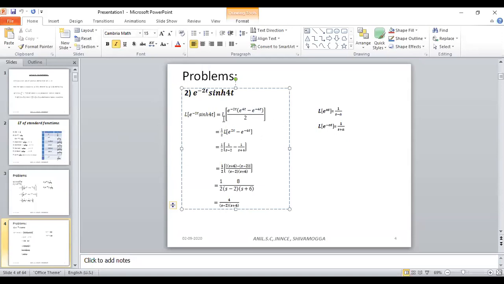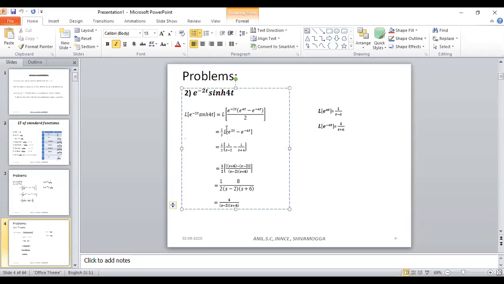Next, Laplace transform of, you keep this 1 by 2 outside, 1 by 2 is constant. It is independent of t. Keep it outside. E power minus 2t into e power 4t is e power 2t. Bases are same. In such cases, we add powers. Minus 2t plus 4t will be 2t, e power 2t. Minus e power minus 2t into e power minus 4t is e power minus 6t. Minus 2t minus 4t is minus 6t.